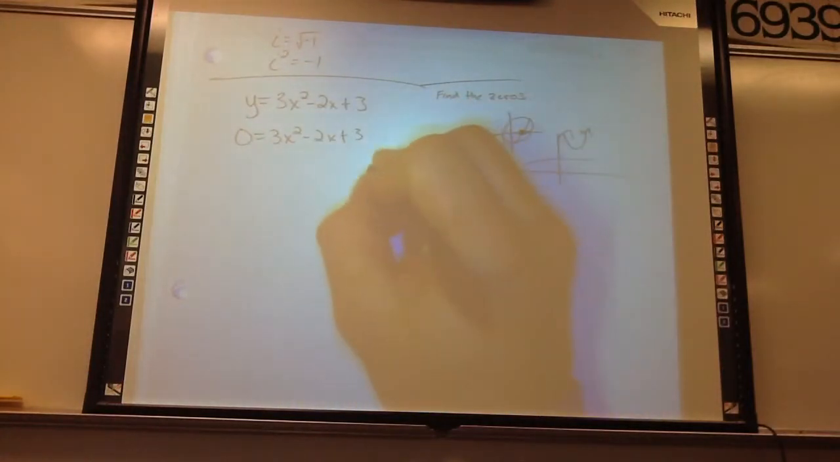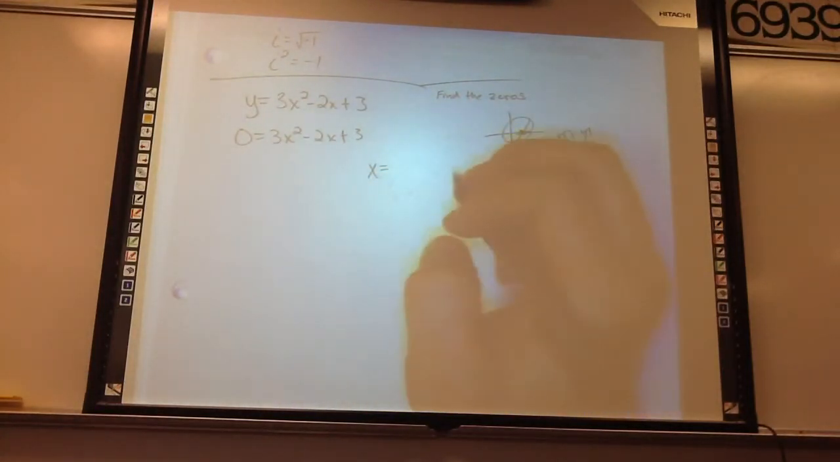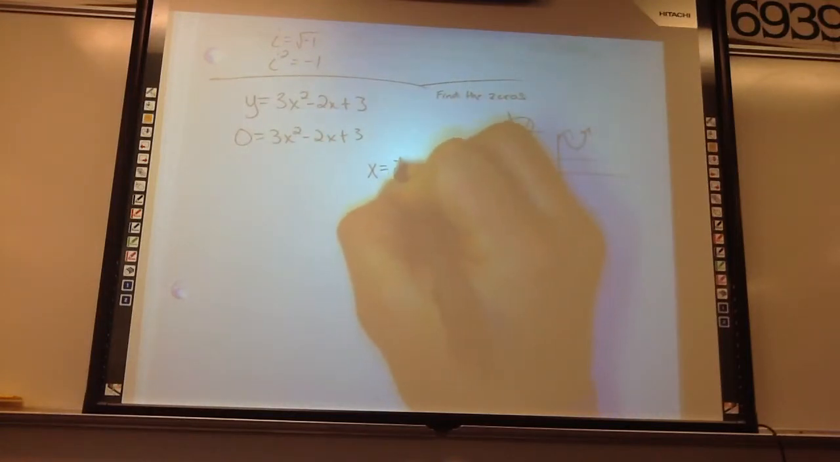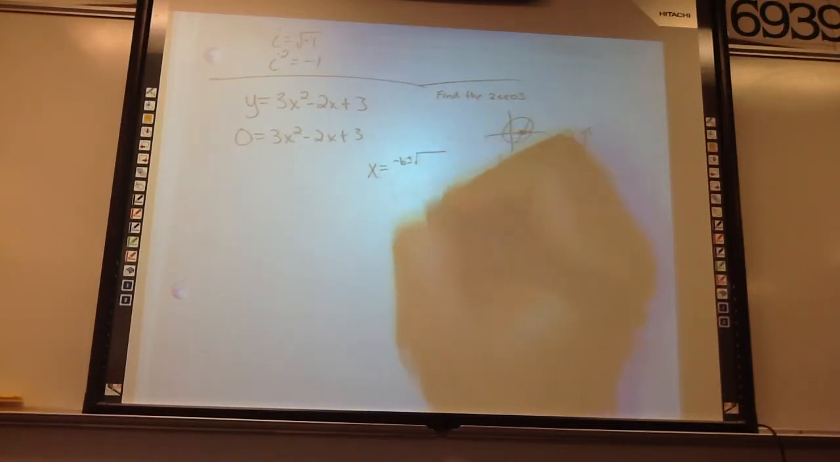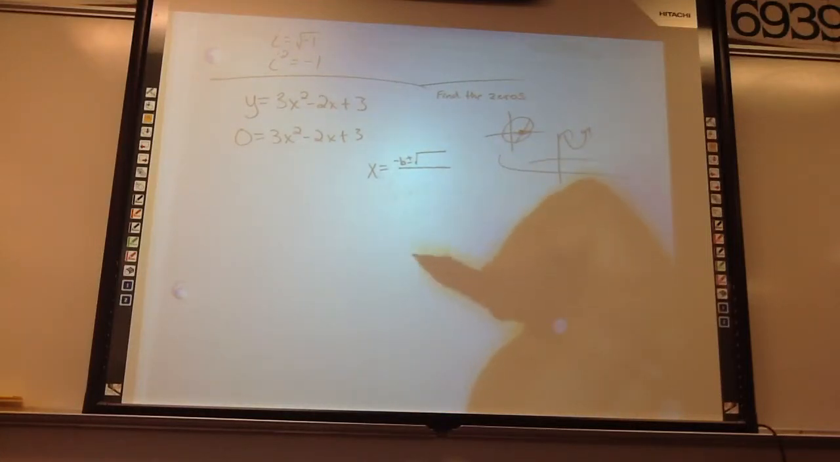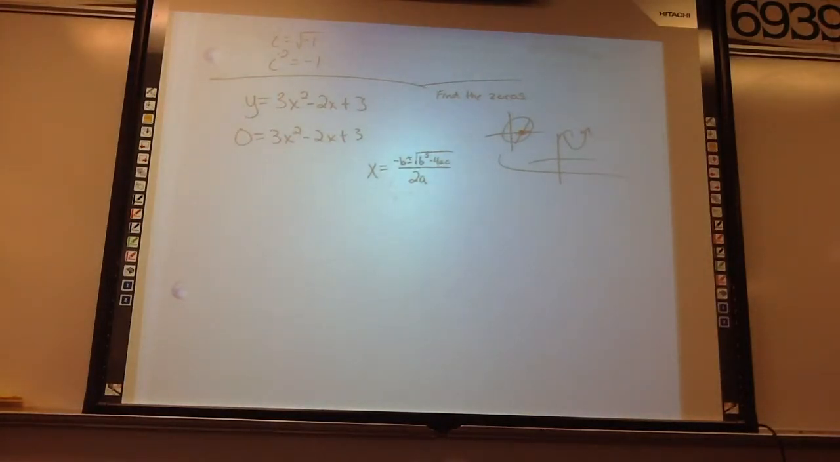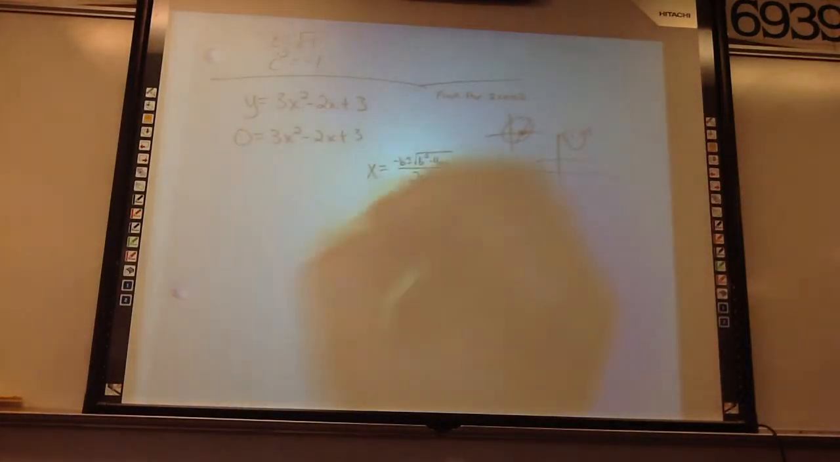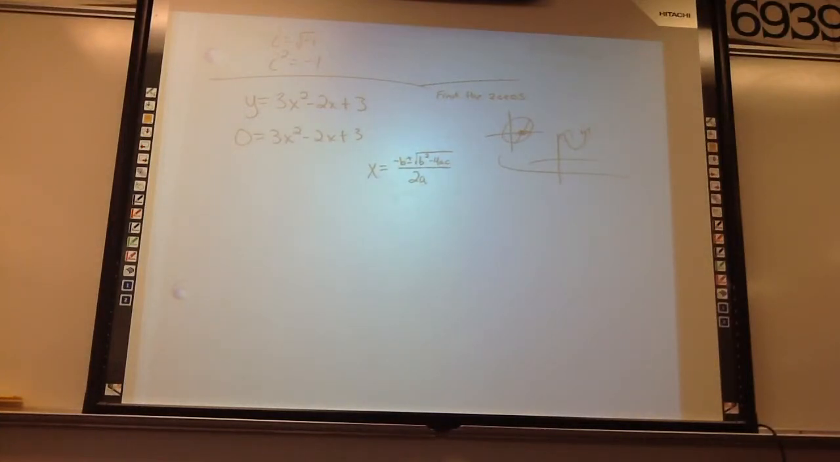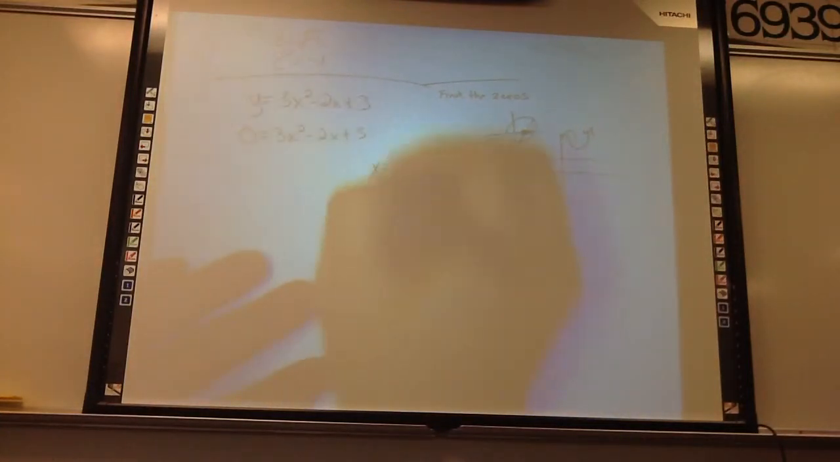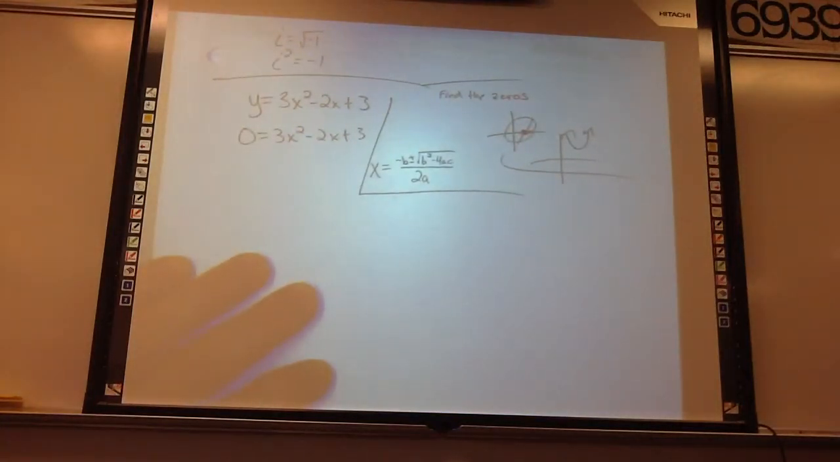So quadratic formula. Anyone have it memorized? Negative b plus or minus the square root of b squared minus 4ac, divided by 2a. Anyone have a song or anything? Negative b. Remember that song? Oh, I forgot the square root. It's okay. 5th and 7th period, they know that song. Anyway, so we just plug them in.